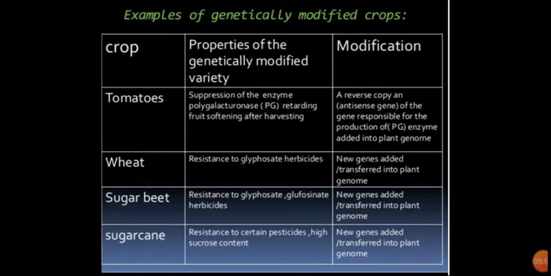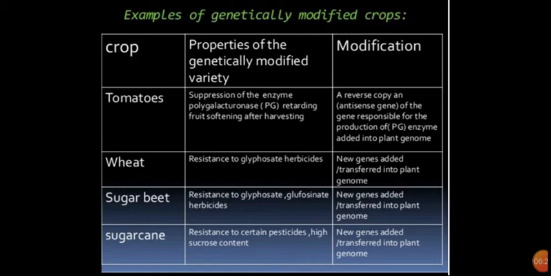The next is about examples of genetically modified crops. Some of the examples, their properties and modifications are listed in a table below. The first is tomato. The property involved here is suppression of the enzyme polygalacturonase, retarding fruit softening after harvesting. The modification is a reverse copy of an antisense gene of the gene responsible for the production of the enzyme, added into the plant genome. The next is the wheat crop.